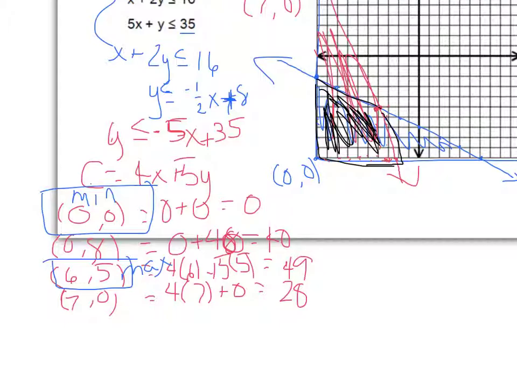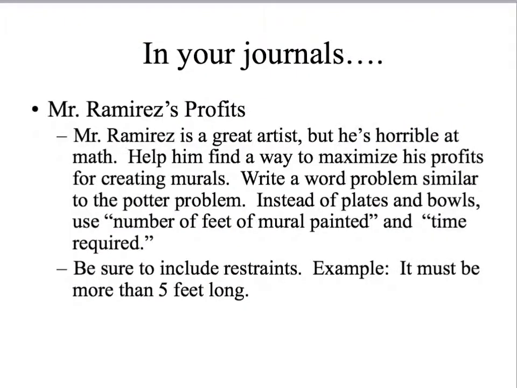All right, so your task is to help out Mr. Ramirez, because Mr. Ramirez is a great artist, but he's horrible at math. So help him to find a way to maximize his profits for creating murals. Mr. Ramirez creates murals for people sometimes, and he wants to make money off of them. So write a word problem similar to the Potter problem. You're not actually going to solve this. Just make up some numbers. See if you can come up with a reasonable word problem that would need to be solved by linear programming.